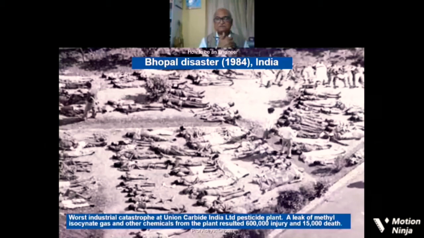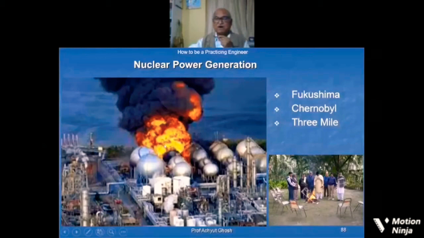You cannot always avoid risky operations, but the safety in such operations must be doubly checked, triply checked, such that this Bhopal disaster does not happen. Nuclear power generation in Fukushima, Chernobyl, Three Mile Island.